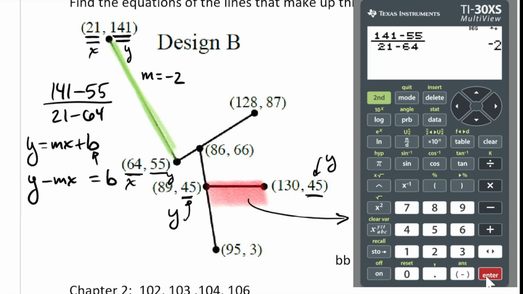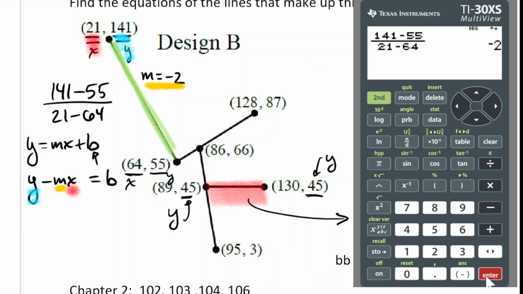And I'm going to do this in the following way. I'm going to use this top point. There's an x value right here at 21, and I'm going to put that in for x. There is a y value I'm going to use up here at 141, and I'm going to place that in for y. And the other thing that I know is I've calculated my slope. My slope was -2, and I'm going to place that in for the m right there.